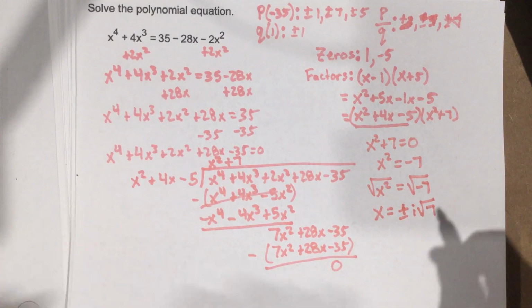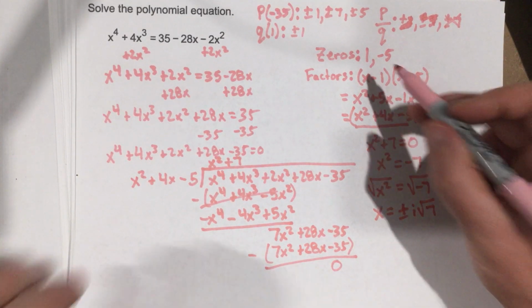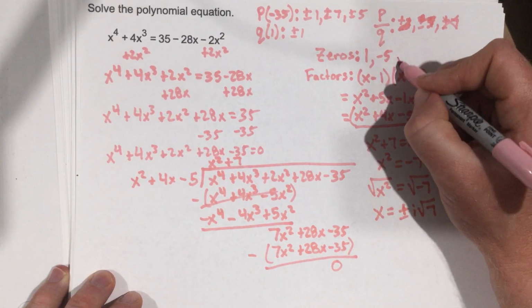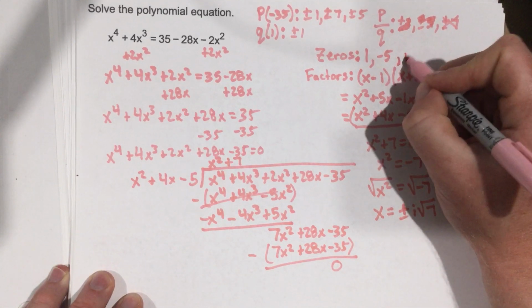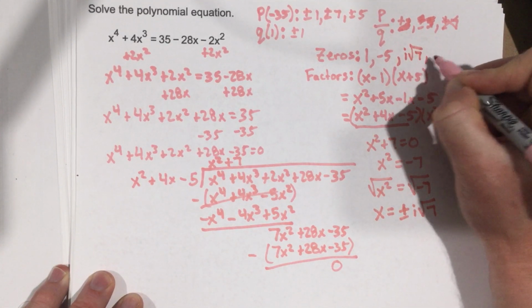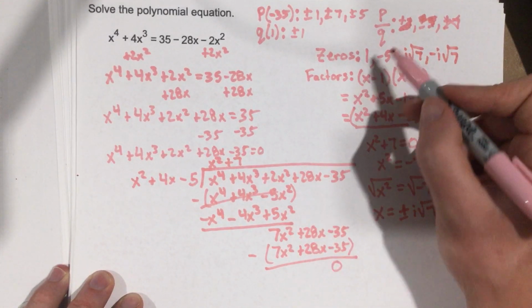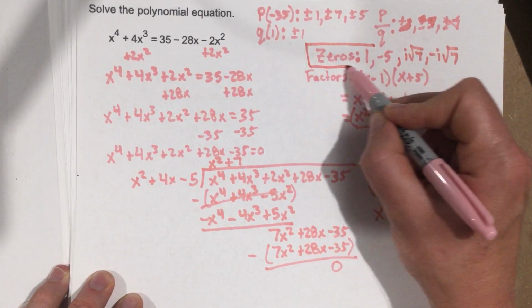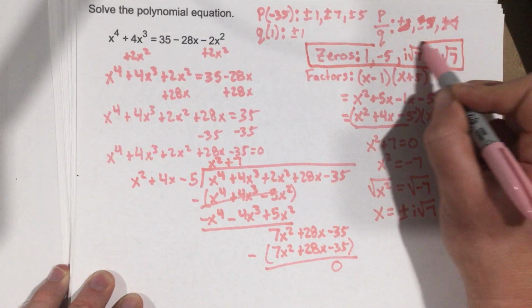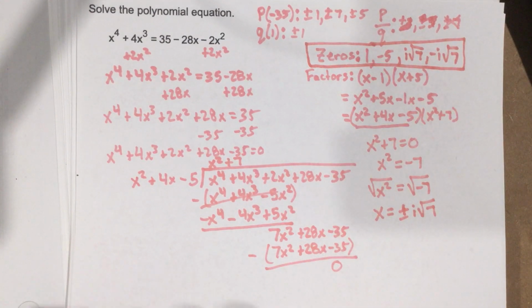So what are all the zeros? All the zeros are 1, -5, i root 7, and -i root 7. So we have 4 zeros, 2 of them real, 2 of them imaginary, and those are our solutions right there. Hope that makes sense.